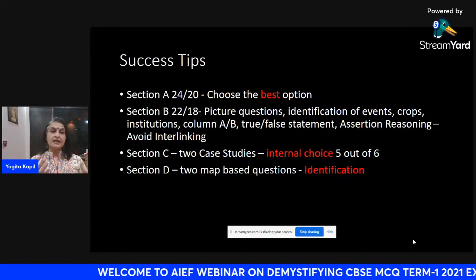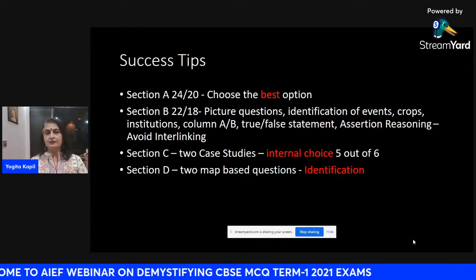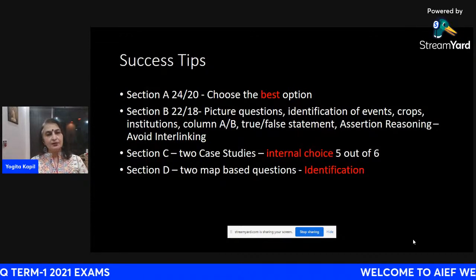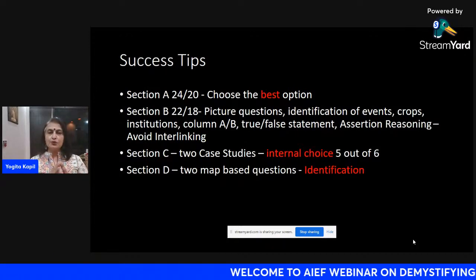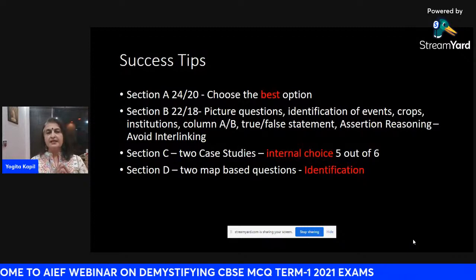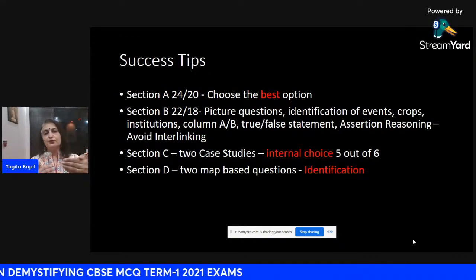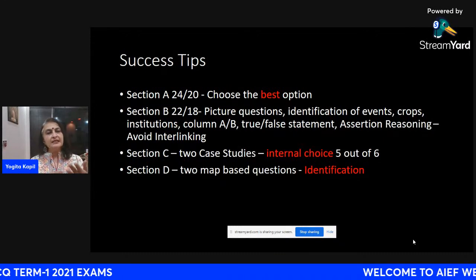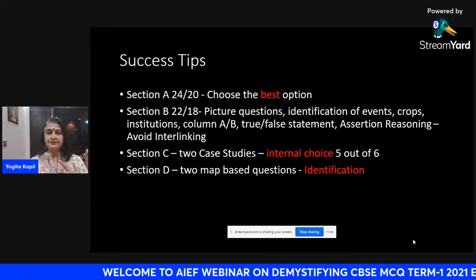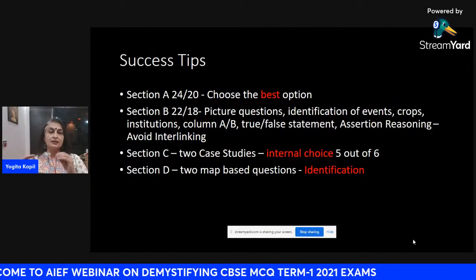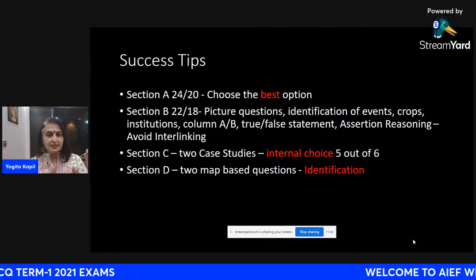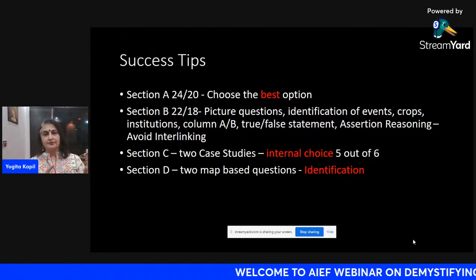So section A, let's understand what my tips are. Let's be together on the same page. Section A, wherein 24 MCQs are there, out of which 20 are to be attempted. These are the questions based on your understanding. Some are analytical also, but based on your knowledge and understanding. Here, the question is there with 4 options, A, B, C, D. 1 is the best answer and 3 are the distractors. Distractors, when I say, means maybe there is another option that is also seemingly correct. But if there are 2 options that are seemingly correct, you have to choose the best option.